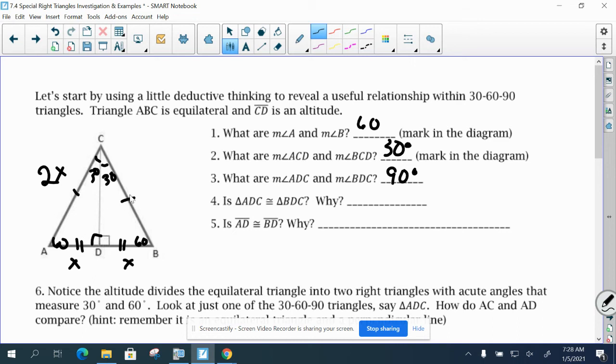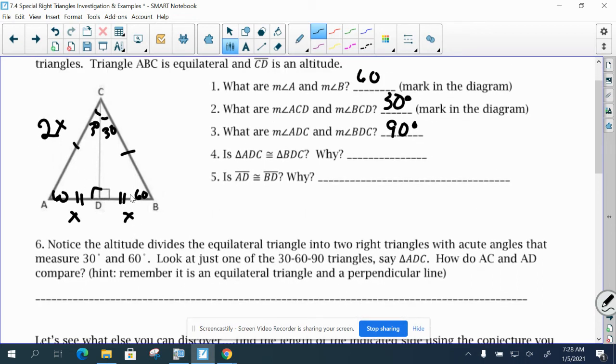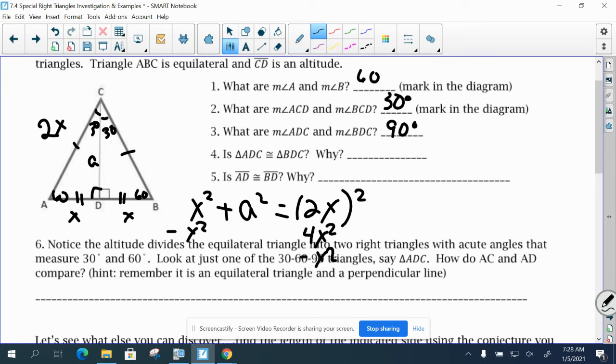So we're going to do a little bit of math here. X squared plus, and we're going to call this something that we don't know, so let's call it A squared, equals the hypotenuse, which is 2X squared. Okay, so 2X squared would be 4X squared, and if you subtract this X squared over, you get 3X squared. So we have A squared equals 3X squared. And then if we took the square root of A to solve for A, you would get A equals the square root of 3 times X.